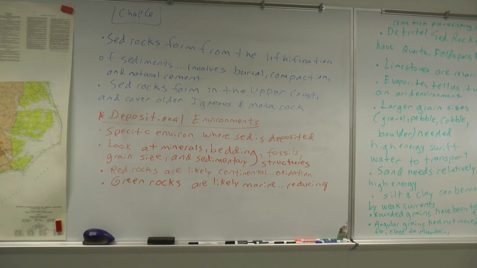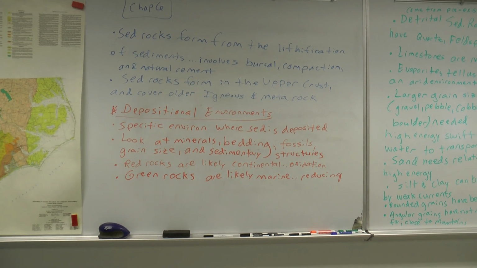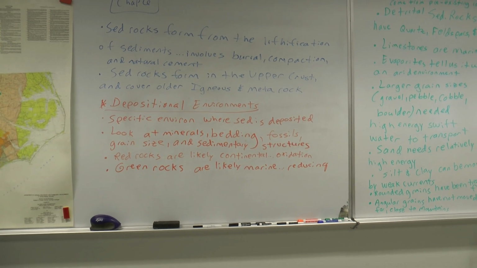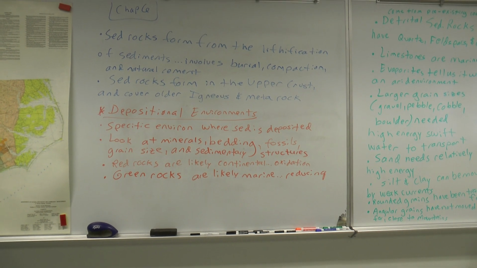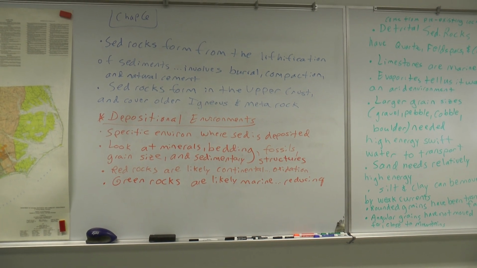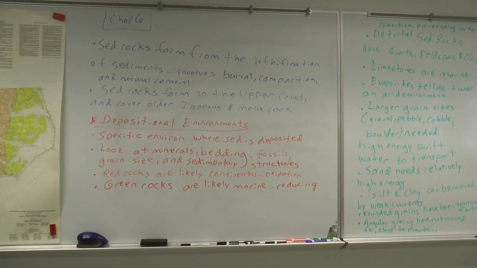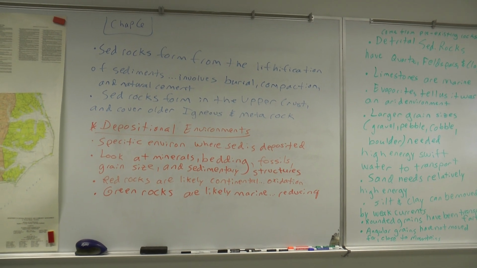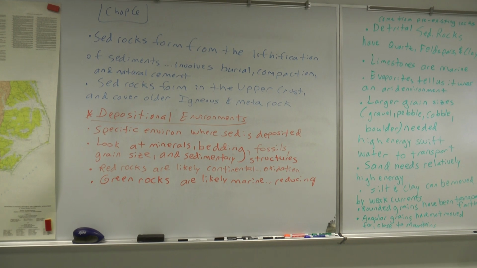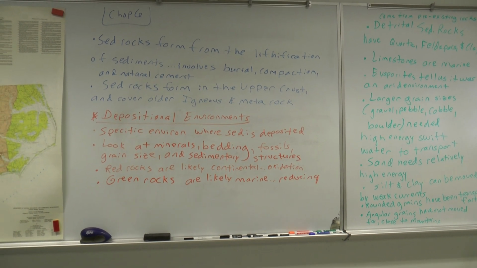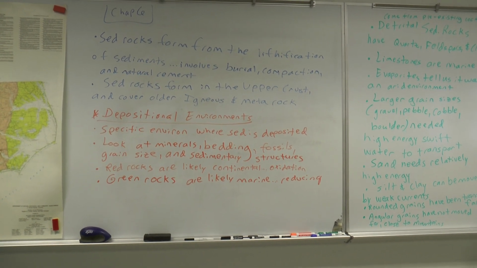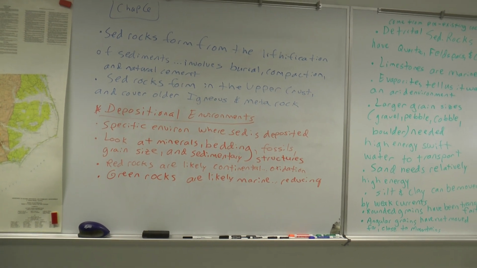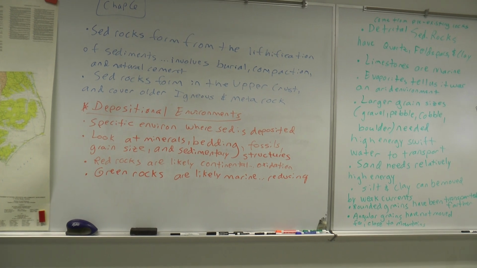Next topic, in a different color. I've tried to change my colors out with different topics. Depositional environments. So what does that mean? It means what the specific environment was like where that sediment was deposited. We're going to look at things like what minerals are present. If it's calcite, for example, then that's likely a limestone, and that was a marine environment, meaning ocean water. We're going to look for bedding, meaning layers, thickness of layers, that kind of stuff.